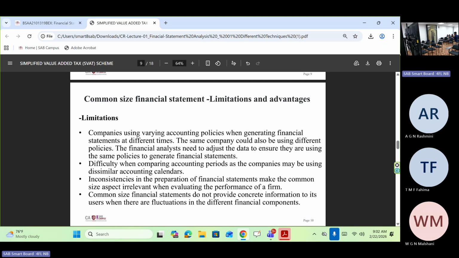Okay, right. So these are the limitations. Other than that, what else did I add? In common size financial statements, we can compare the base figure. If you are getting revenue as the base figure, you can't compare it. Can you understand that? Okay.